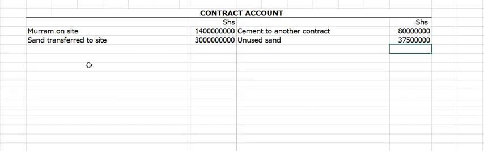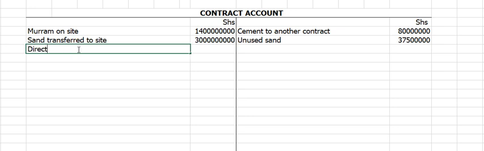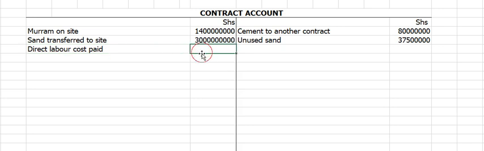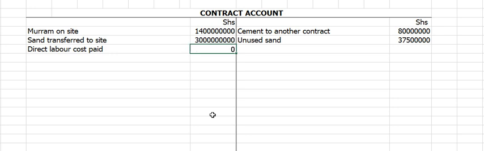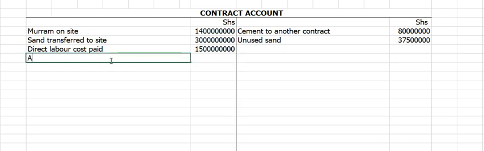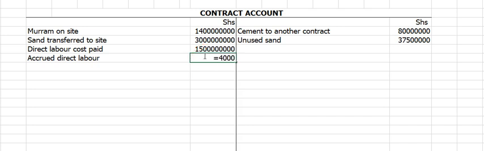So what I'll do, I'll just debit the contract account. I'll say direct labor cost paid. Let me break it down, but you can still put your 24,000. So this is 20,000 hours they paid. What is the rate per hour? 75,000 times 20,000, giving us that. Then accrued direct labor, because the 4,000 hours were unpaid. So 4,000 times the rate per hour, which is 75,000. What else do we have?